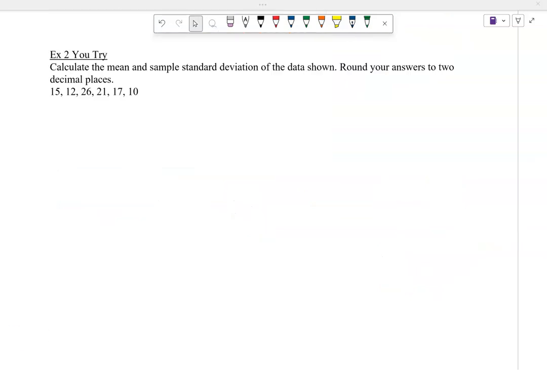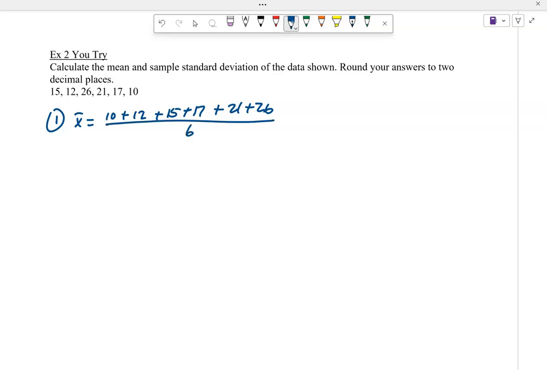This would be a good problem to have you guys try. So first thing, you're going to have to know your mean. So you go ahead and add up 10, 12, 15, 17, 21, 26, divided by, it looks like there's 6 numbers. So our mean here is 16.83 repeated. That's number 1.